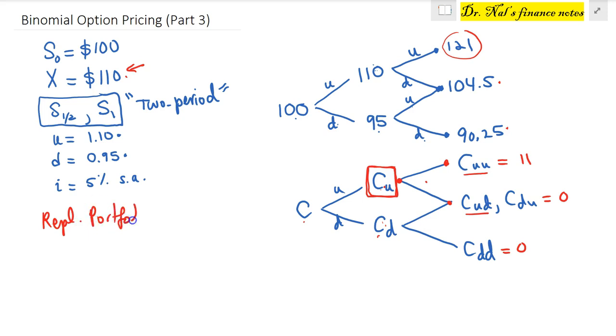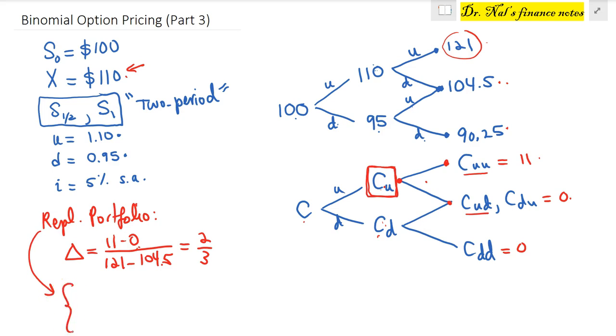Portfolio. And for that, I need the delta hedge, obviously. So the delta here would be equal to (11 minus 0) divided by (121 minus 104.5). And that will give me a ratio of 2/3. Which is pretty neat. Now that tells me that the replicating portfolio in reality is the following.